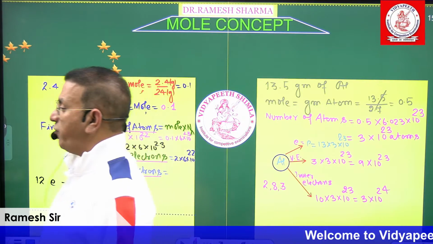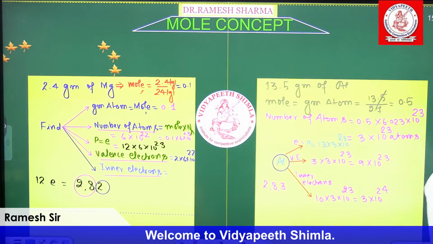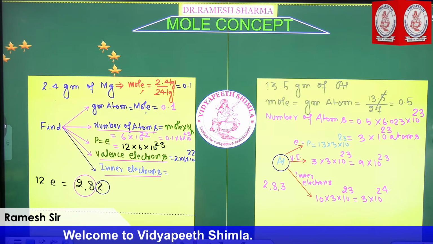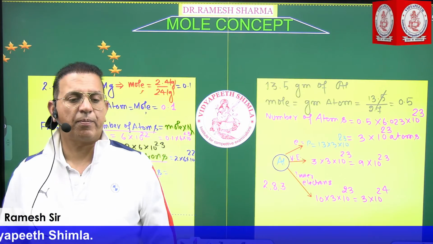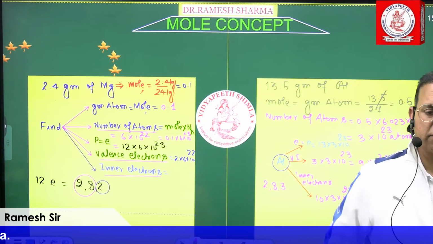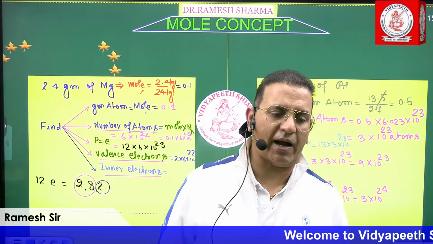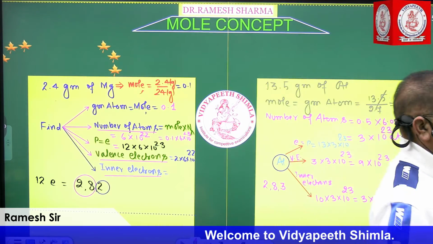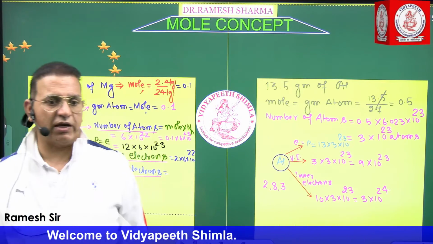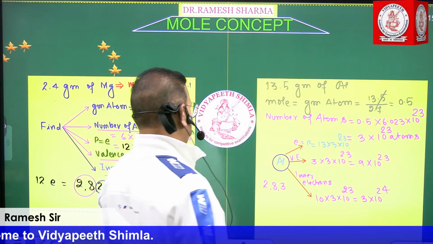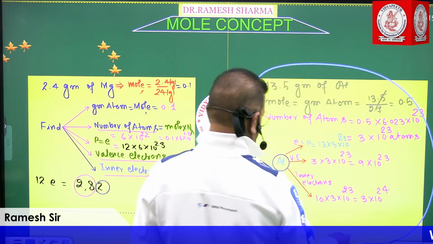Write down what is the difference in the number of atoms present in 1 gram atom of helium and 1 gram of helium atom.